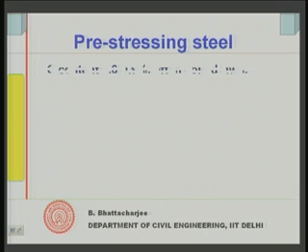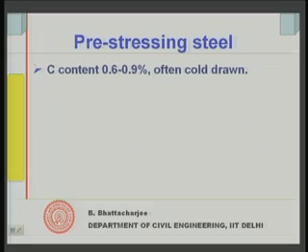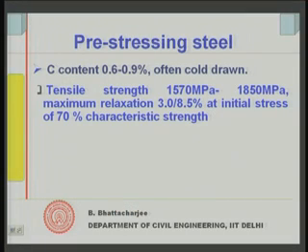So, what kind of pre-stressing steel do we use? Its carbon content is 0.62 to 0.9%, often cold drawn, work hardened, cold drawn to increase its tensile strength, right. Tensile strength might range from 1570 MPa to about 1850 MPa. Maximum relaxation is 3 to 8.5% at an initial stress of 70% of characteristic strength. So, this is the property of the pre-stressing steel we desire, and that is why we have this carbon content and these strengths. It is usually cold drawn.